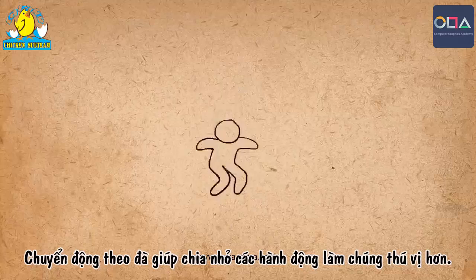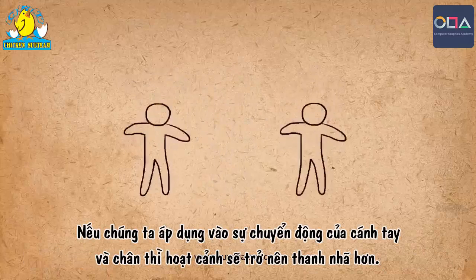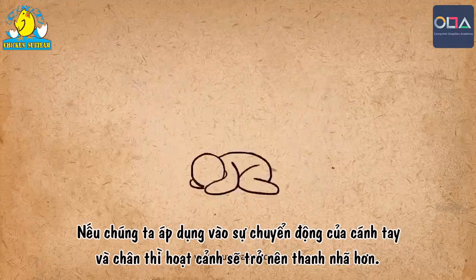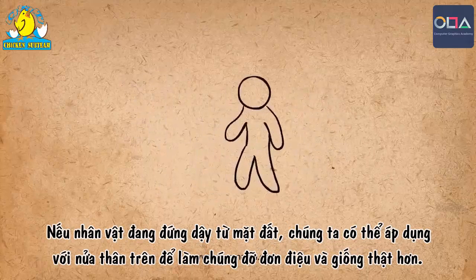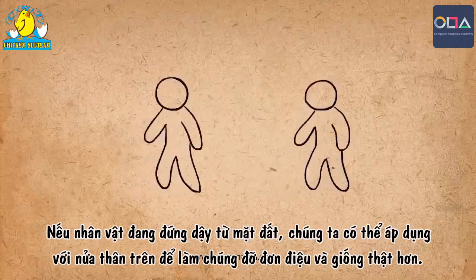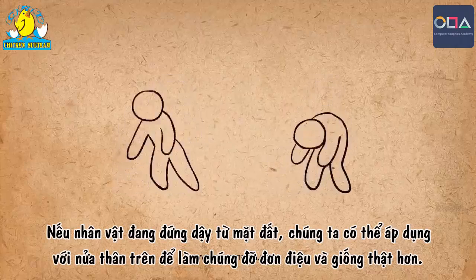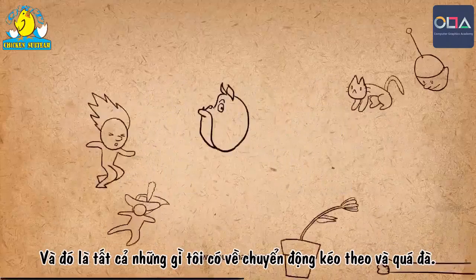Overlapping action helps to break up an animation to make it more interesting. If we offset the movement of the arms and legs, the animation appears more graceful. If a character is standing up from the ground, we could offset the top half from the bottom half to make it look less easy and more realistic. So that's all I've got for follow-through and overlapping action.